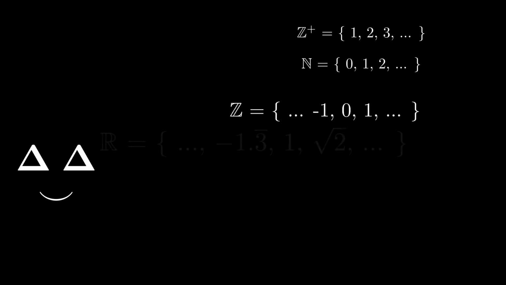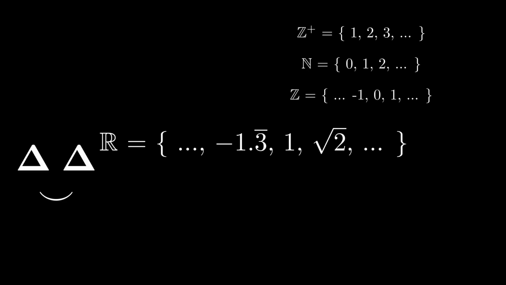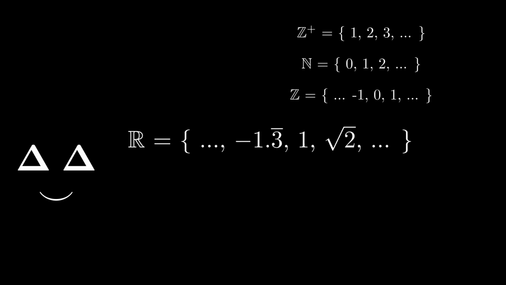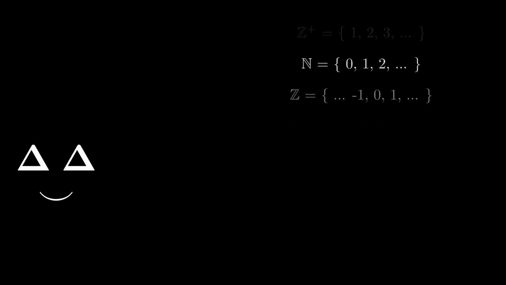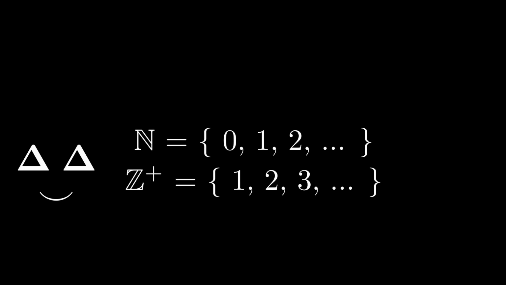To cover fractions, we have the set of real numbers, which is any number that can be found on a number line, whether whole, a fraction, or even an irrational number. We also have the empty set, which is a set that contains no elements. Now, you might have noticed that some of these sets seem to contain all the elements of the other set, like how the natural numbers contain all the counting numbers plus 0.